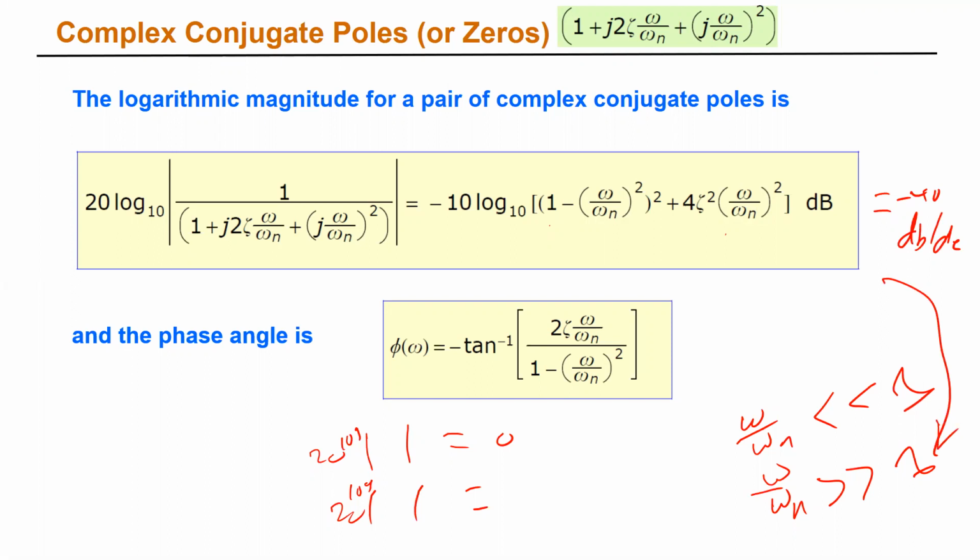So basically, if you have a complex conjugate, think about it: you have two simple poles at omega n. We will stop here and pick this up next time, and I will go through it again.